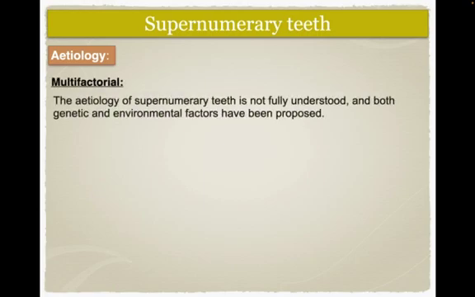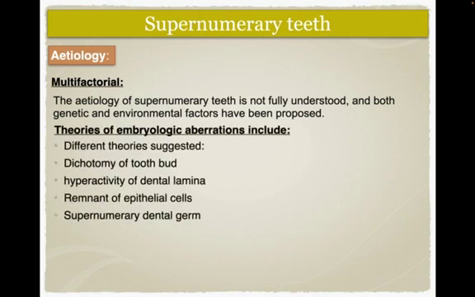Now, the etiology, as we mentioned, is multifactorial. It could be environmental and genetic. There are multiple embryological theories, including the dichotomy of the tooth bud, so the same tooth bud separates into two, and hyperactivity of the dental lamina, remnants of the epithelial cells, and a supernumerary dental germ. These are all embryological theories trying to explain why we have a supernumerary tooth.